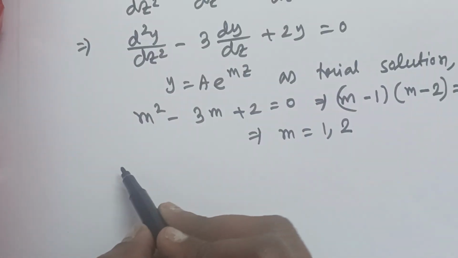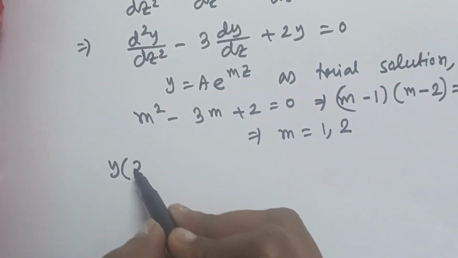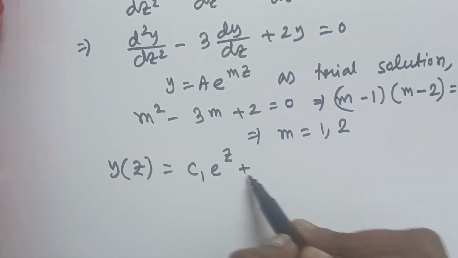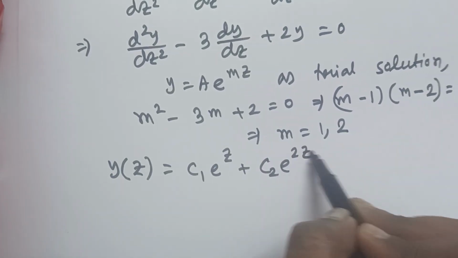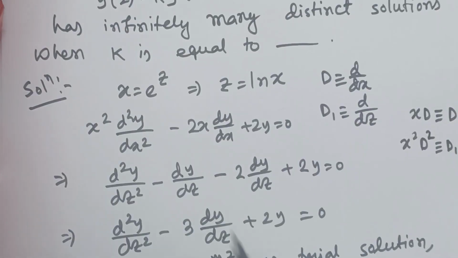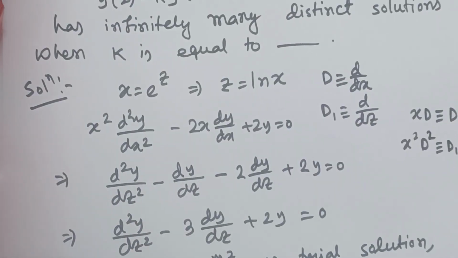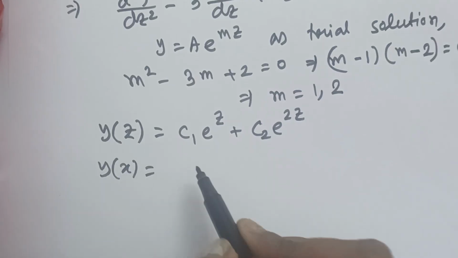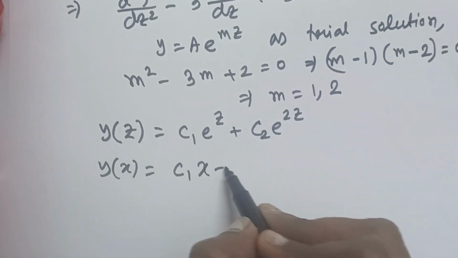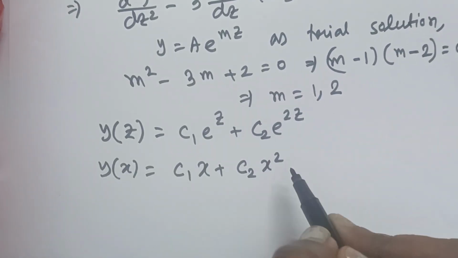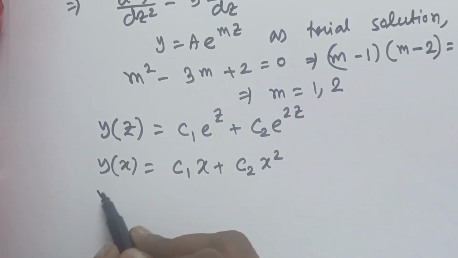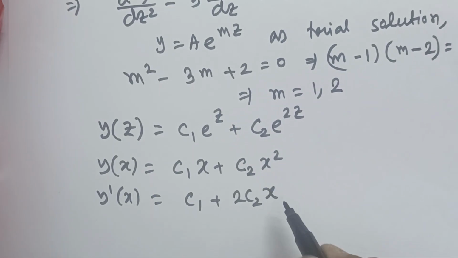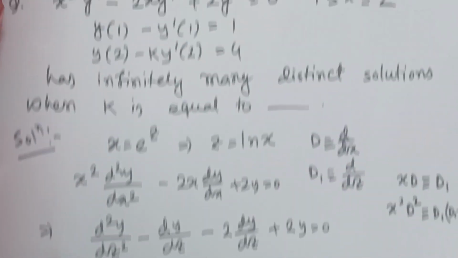So hence we can write the solution in terms of z, because we have taken x equal to e power z. So the solution is c1 e power z plus c2 e power 2z, where c1 and c2 are arbitrary constants. And in terms of x, the solution will be y(x) equal to c1 x plus c2 x square, because x equal to e power z we already took, and y'(x) will be c1 plus 2 c2 x.